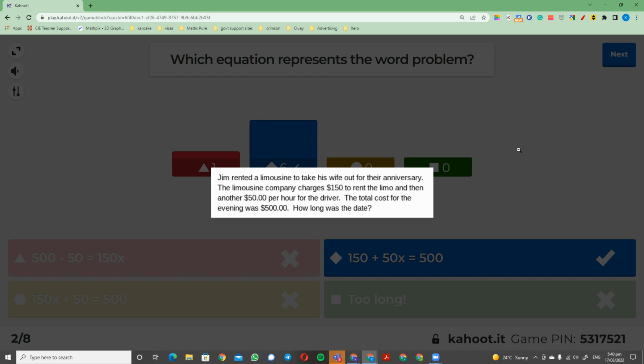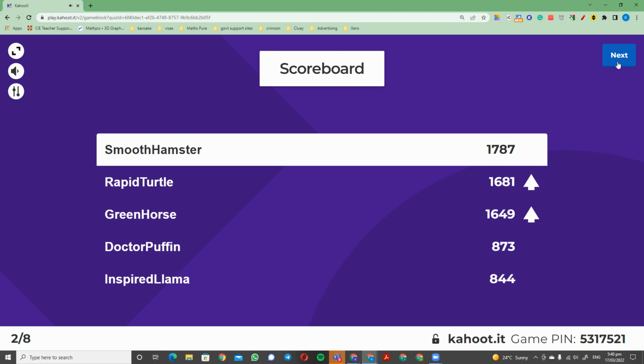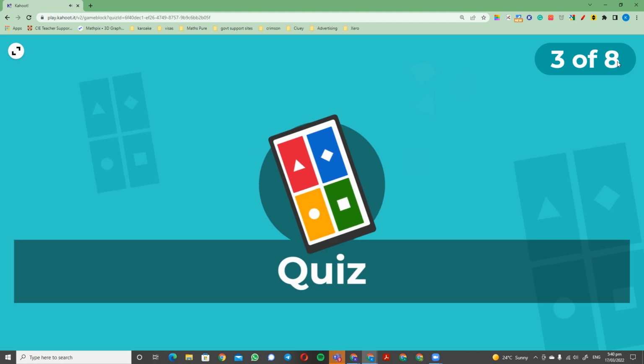Per hour, is it? Yes. Okay, good. It's the word per hour, right? That per hour means that that's where you put the x. Look for the word per, and the per will guide you to where to put the x, right? Okay.